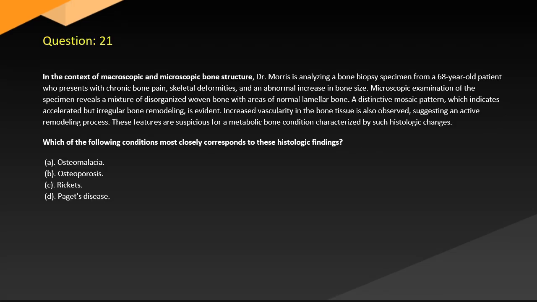Question 21. In the context of macroscopic and microscopic bone structure, Dr. Morris is analyzing a bone biopsy specimen from a 68-year-old patient who presents with chronic bone pain, skeletal deformities, and an abnormal increase in bone size. Microscopic examination of the specimen reveals a mixture of disorganized woven bone with areas of normal lamellar bone. A distinctive mosaic pattern, which indicates accelerated but irregular remodeling, is evident. Increased vascularity in the bone tissue is also observed, suggesting an active remodeling process. These features are suspicious for a metabolic bone condition characterized by such histologic changes.